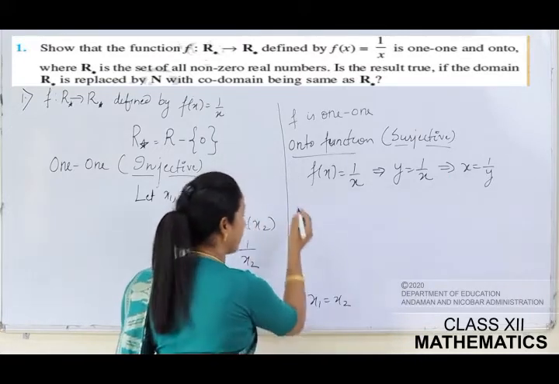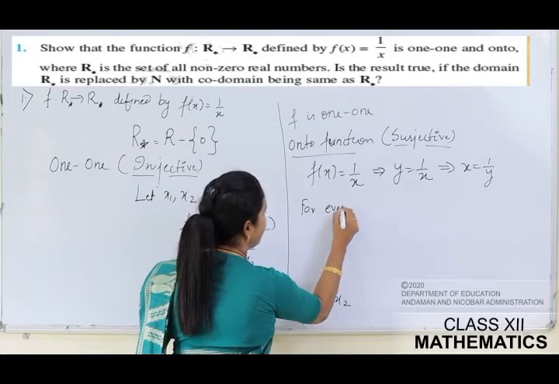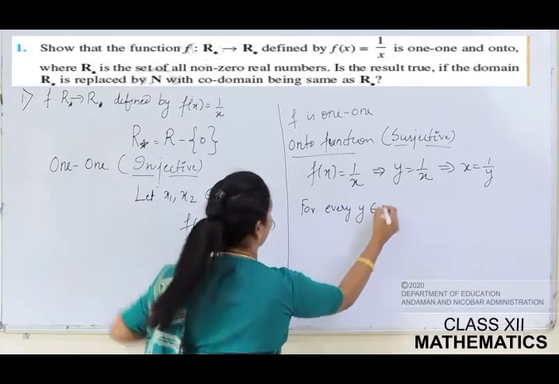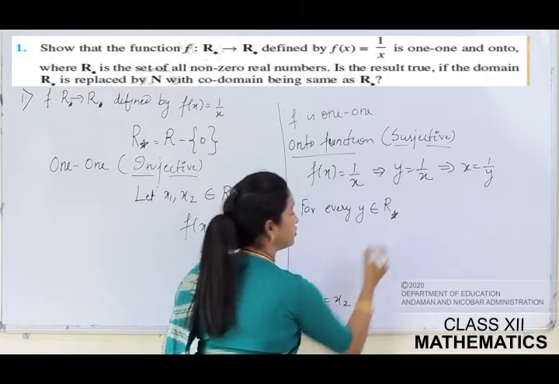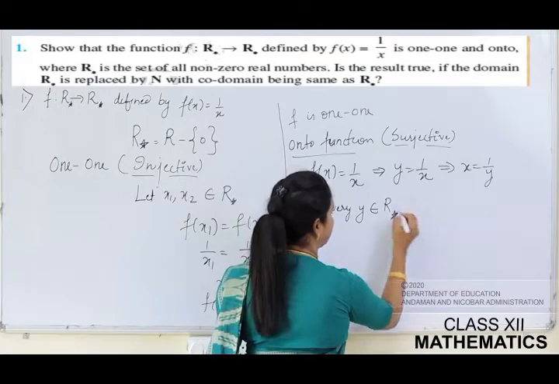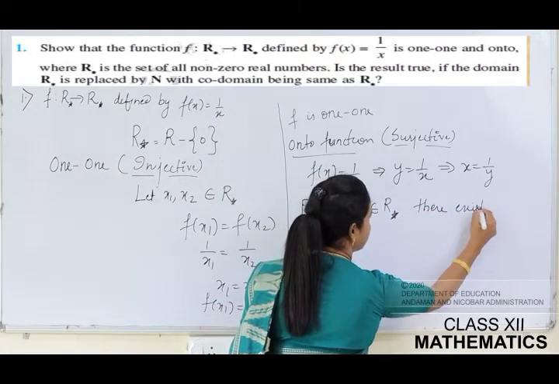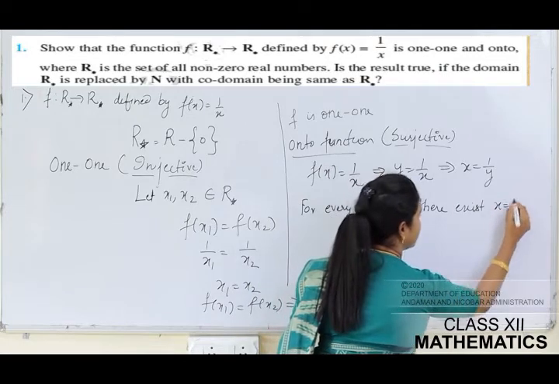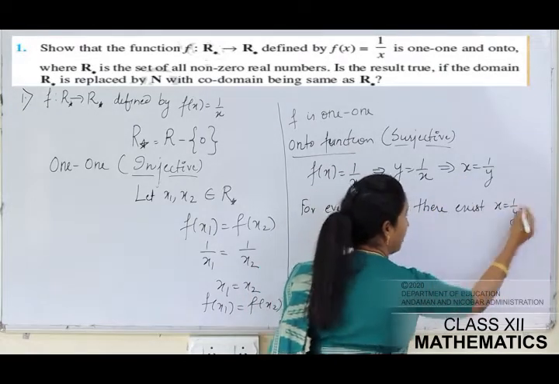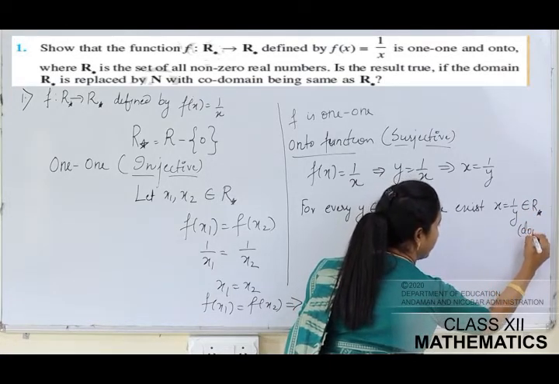That means you can write down that for every y belongs to the codomain, every element of the codomain, for every y belongs to R star, there exists x is equal to 1 by y. You will get an x which is 1 by y, and it will be present in R star, that is nothing but the domain.